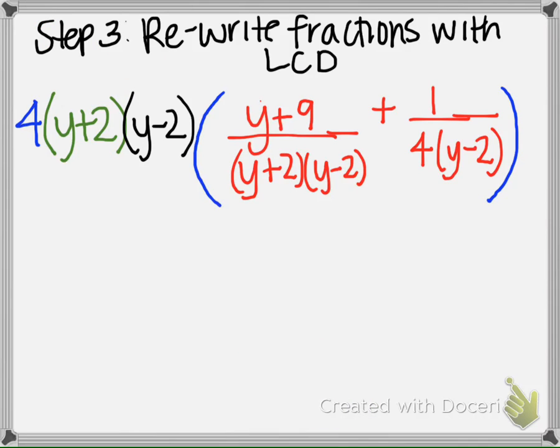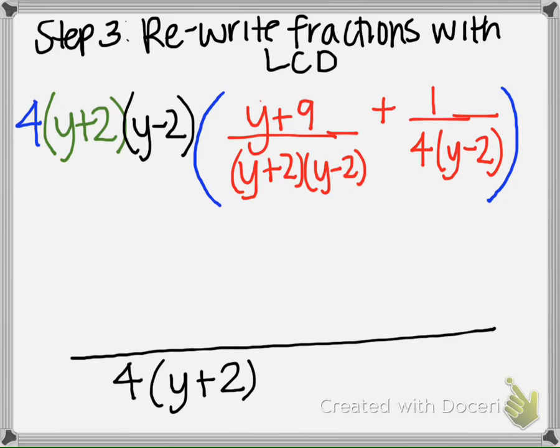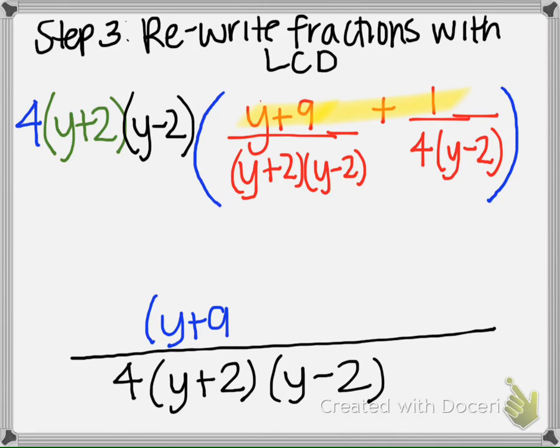Alright, so now we need to rewrite the fractions with the least common denominator. So first thing I'm going to do is make a really big line and copy down my common denominator that we found. And then the next thing I'm going to do is take the numerator right here and bring it down. So we have a y plus 9, and I'm going to put it in parentheses because it's together. And then we have a 1. So I'm going to bring it down.